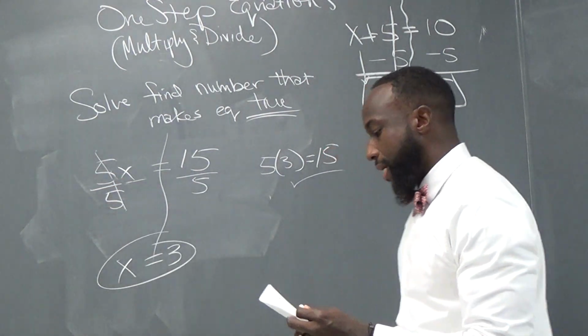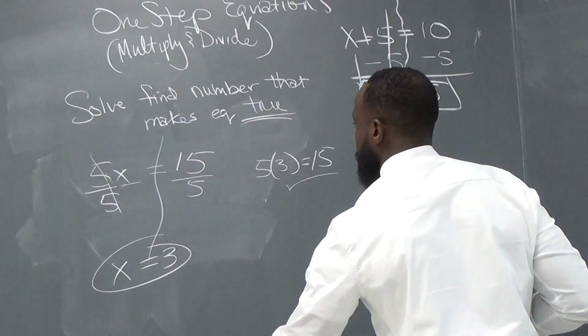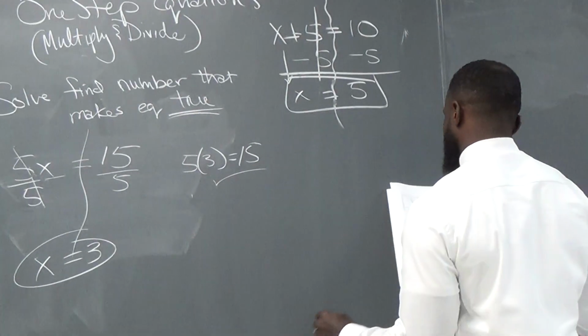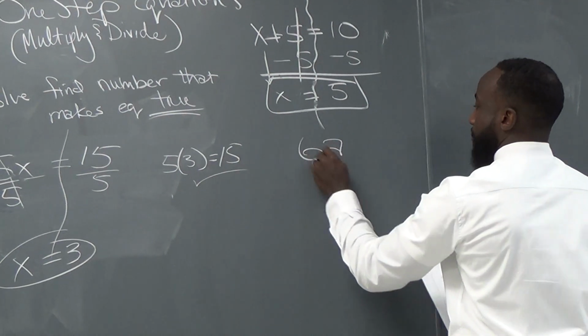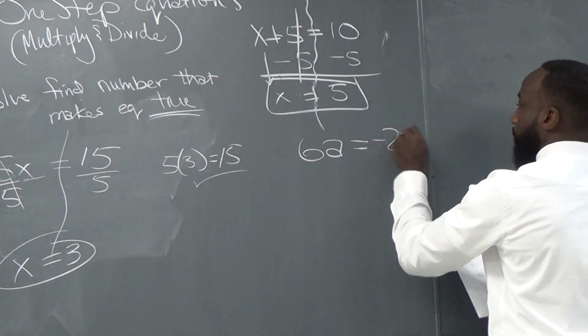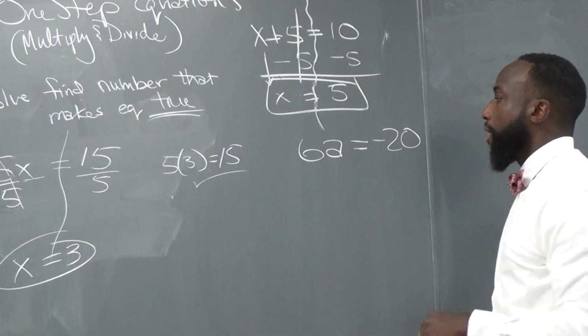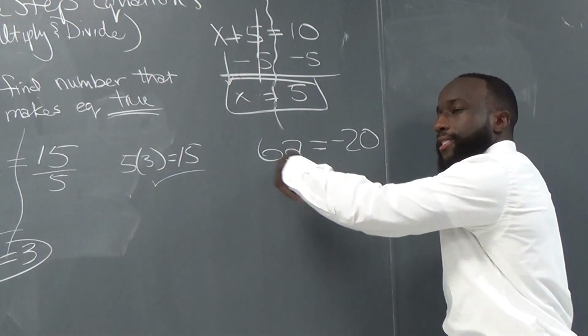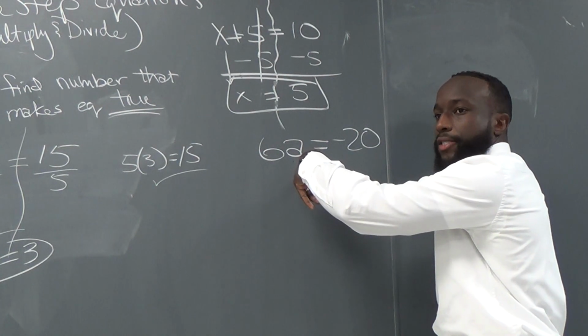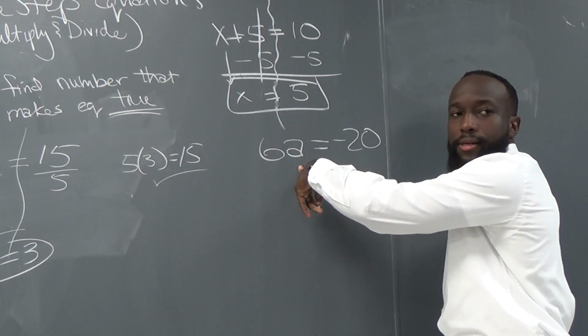Let's look at this next one. Example 2. 6a equals negative 20. Number one, get the variable alone. 6a is 6 times a. So the opposite would be what, Anaya? What did you say?